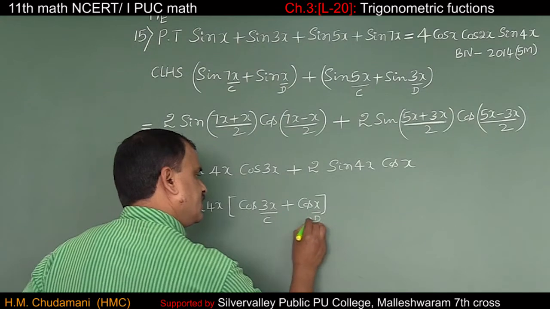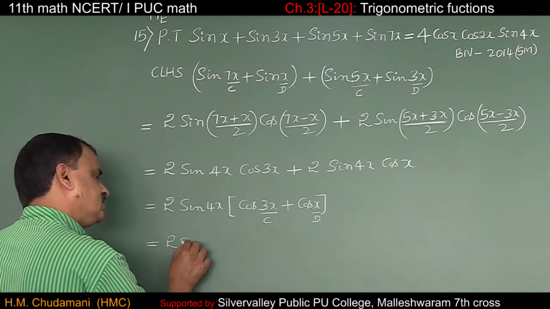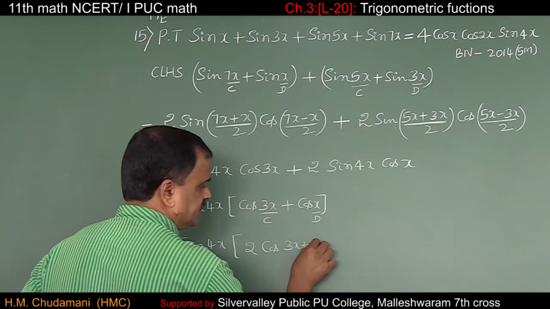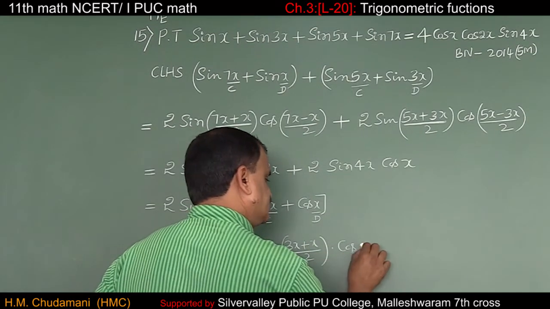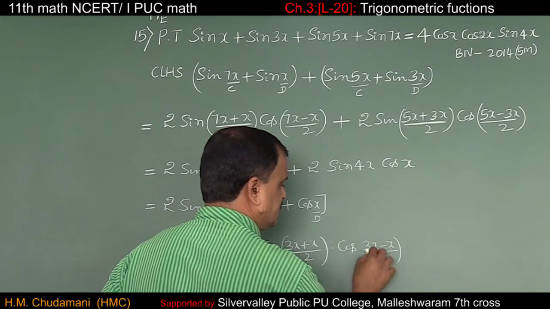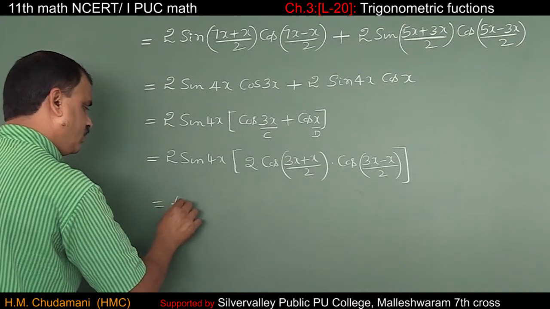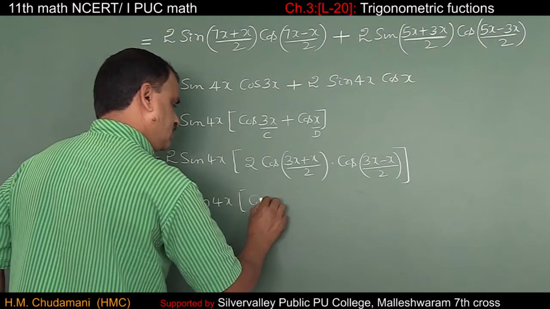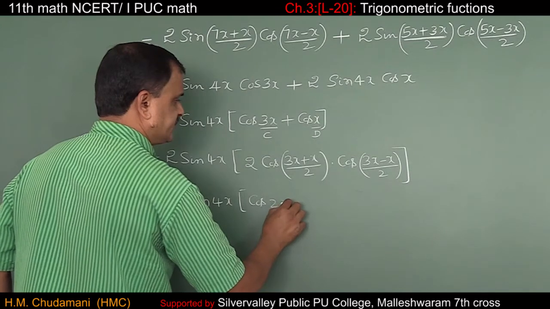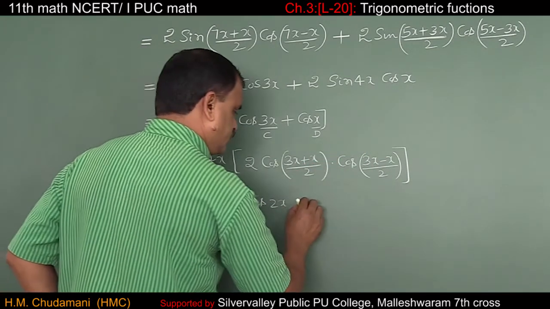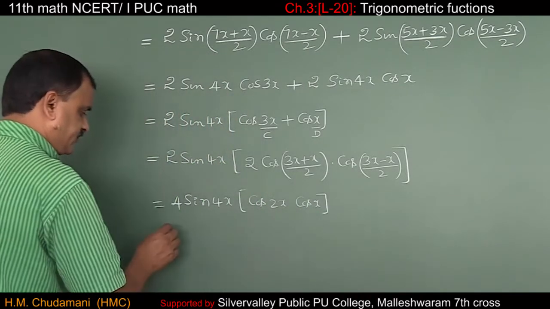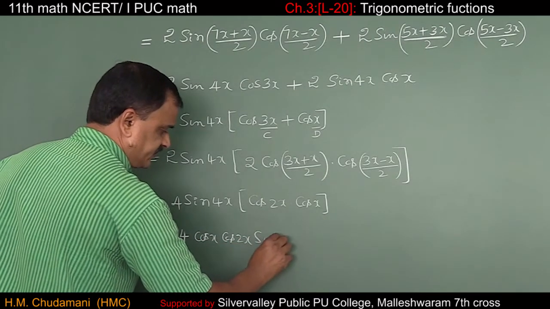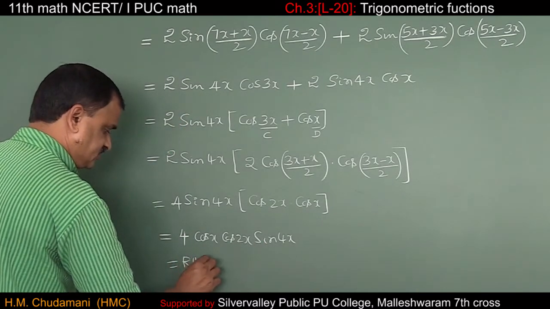Again this is of the form cos C plus cos D. What is cos C plus cos D? 2 cos (C plus D)/2 into cos (C minus D)/2. So 2 into 2, 4 sin 4x into cos of (3 plus 1)x by 2, that is cos 2x, and cos of (3 minus 1)x by 2, that is cos x. Okay. So the answer is 4 cos x into cos 2x into sin 4x. So that is the RHS we want.